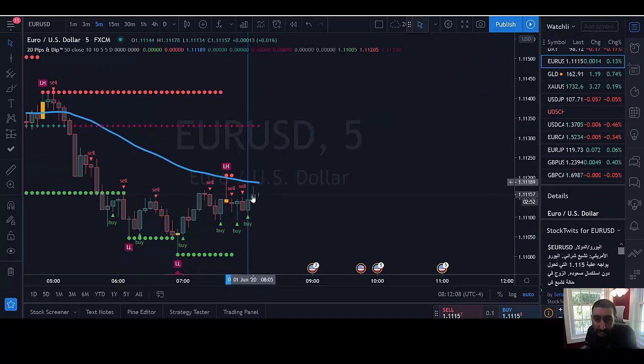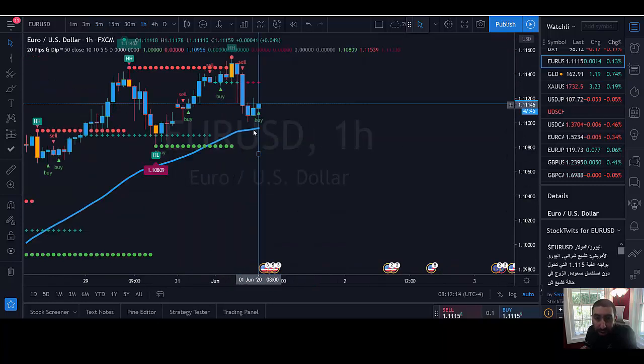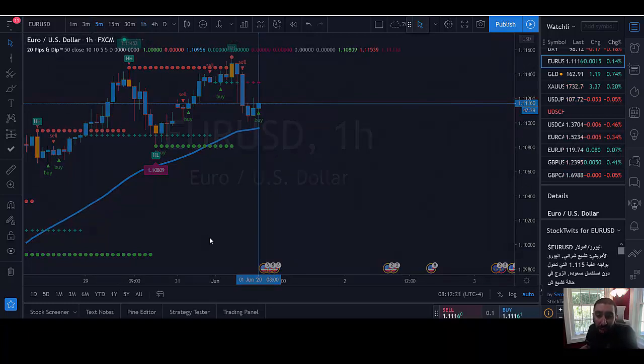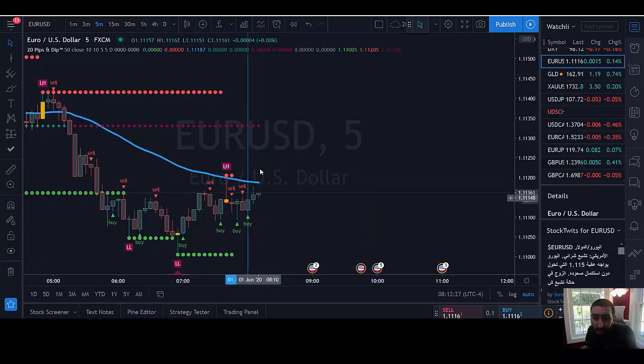So if it does cross the 50 moving average on the 5-minute time frame, because again, going back to the 1-hour time frame, we have a trigger candle for a buy, and we are above the 50 moving average. So when we go back to the 5-minute time frame, we want these candles to close and open above the 50 moving average to enter that trade. Okay, so let's wait a few minutes, and then we'll see if we can take this trade.